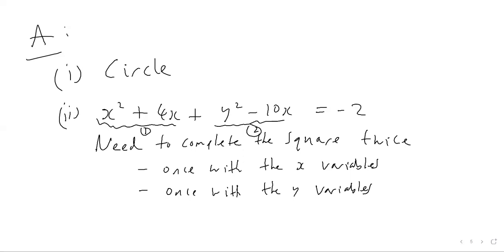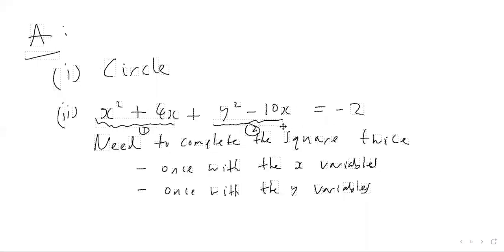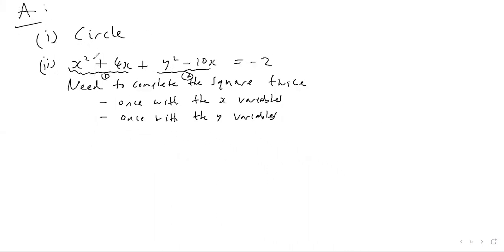Let's make the writing smaller so we can keep on the same page. If we complete the square with this x squared plus 4x, it's always the same technique. We put an x in there, half the coefficient of x, which is 4, half of 4 is 2. Square all that, and then subtract the square of this constant, so subtract 2 squared.